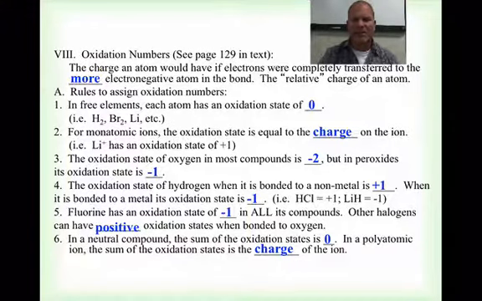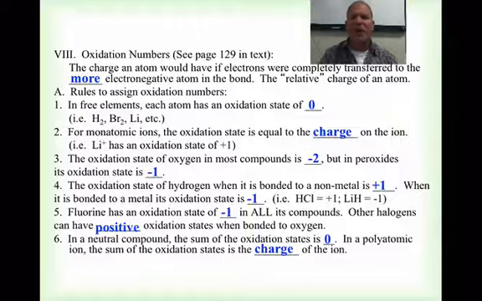Now, the oxidation state of oxygen in most compounds is -2. However, with peroxide it actually is -1. So remember, hydrogen peroxide is H2O2. Well, if hydrogen is a +1, and I have 2 of them, that gives me a +2. My oxygens add up to -2, so in that situation, your oxygen is acting as a -1. All other times, though, it's -2.